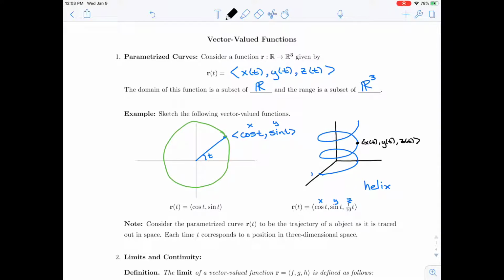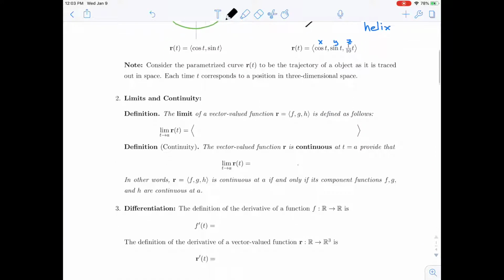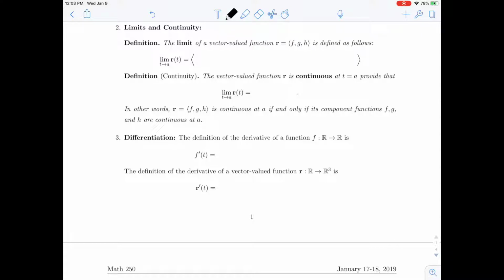Now that we have functions that are vector valued, we can talk about things like limits and continuity. So we will define the limit of a vector valued function, say r equals f, g, and h, where f, g, and h are functions, as the limit as t goes to a of each one of the components. So the limit as t goes to a of f of t, the limit as t goes to a of g of t, and the limit as t goes to a of h of t. So we find limits for vector valued functions by finding the limits of each of the components.